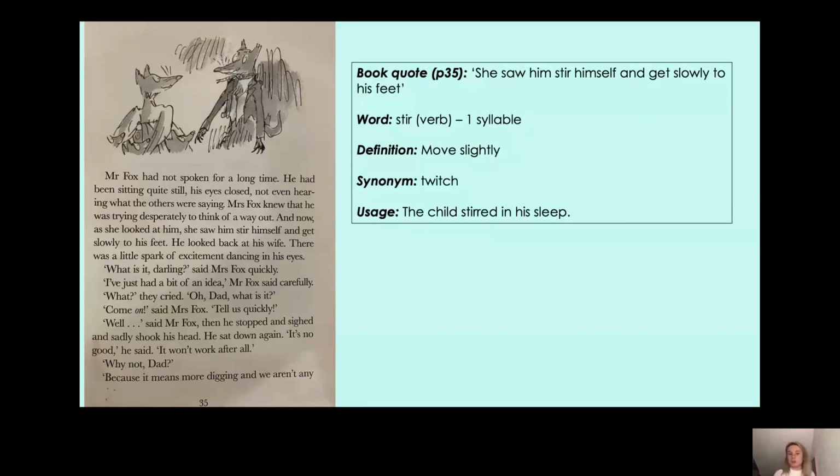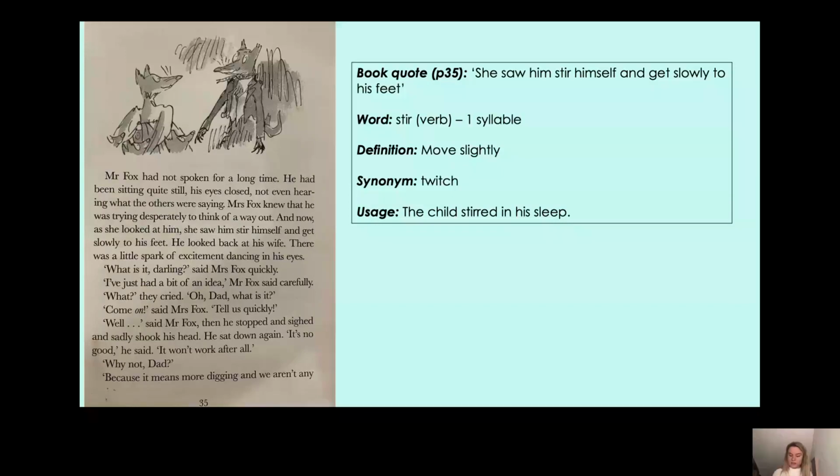Now, another context for this that's not about the book, you can say the child stirred in his sleep. So the child might have been sleeping soundly, and then all of a sudden he moved a little bit. So he stirred, maybe he rolled to the other side. So therefore he stirred in his sleep. He moved slightly from the position that he was in before. And that is exactly what fantastic Mr. Fox did. Okay, so he looked back at his wife.